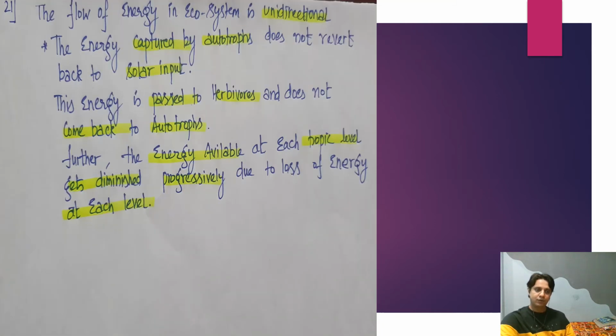21st one, the flow of energy is unidirectional, and it cannot be sent back to the previous trophic levels. It is basically because the energy captured by autotrophs does not revert back to the solar input. The energy is then passed on to herbivores, it cannot go back. And also further, the energy available at each trophic level gets diminished progressively. You can also talk about 10% rule while answering this question.